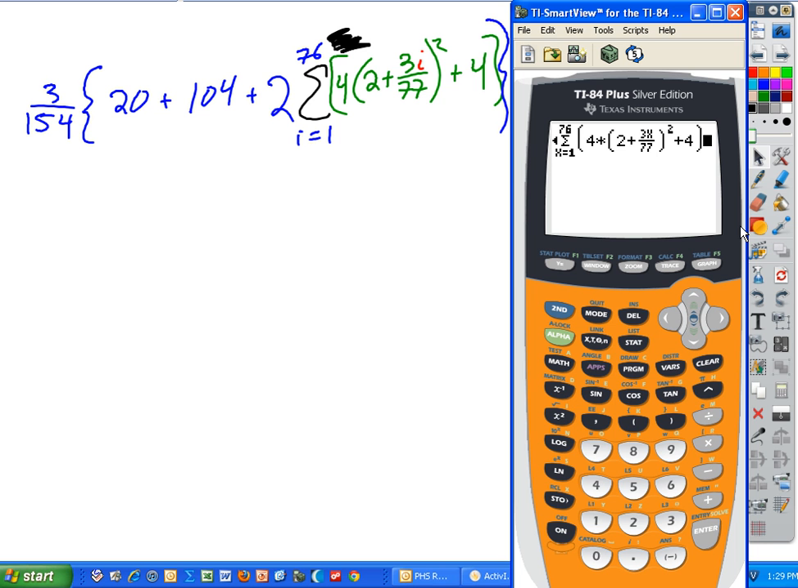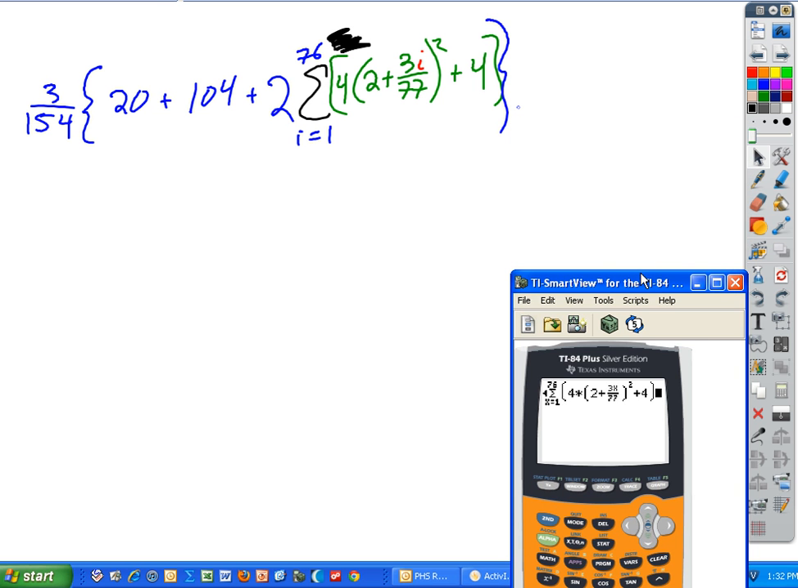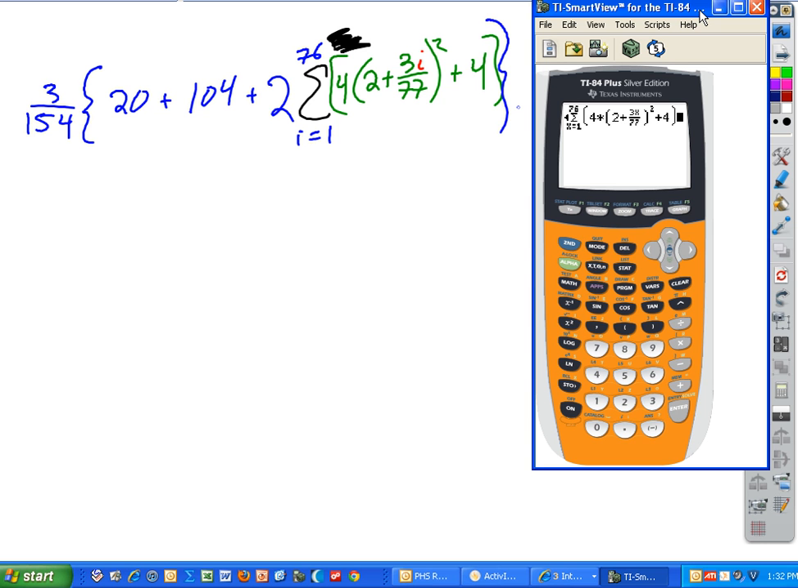Remember, this whole thing is being multiplied by 3 over 154. Sometimes what I do is create that second set of parentheses right at the beginning and just fill stuff in. It's easier to do on a TI-89 though, because this one defaults to overriding. So put in the last set of parentheses, and that should be it. It's going to think for a second.